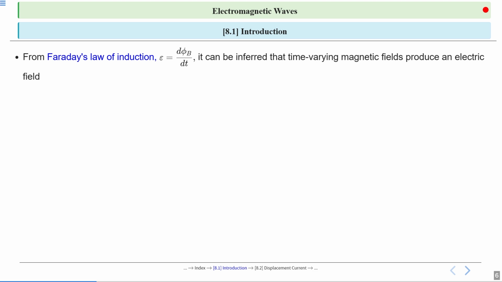But Faraday's law alone says epsilon, the magnitude of EMF, is equal to the rate of change of magnetic flux, and from that law it can be inferred that a time varying magnetic field produces an electric field.